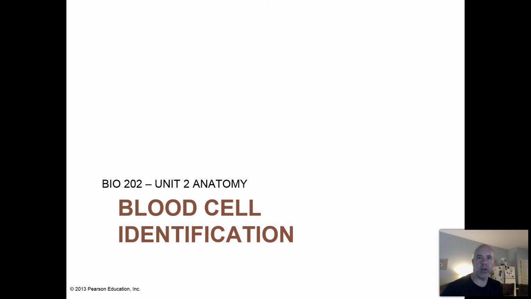And then the second thing we're going to do is some virtual blood typing. You're going to see how blood typing reactions work and how that's performed. And you should be able to come out of the blood typing virtual lab understanding how to interpret blood typing reactions if they were performed in a laboratory. All right, so blood cell identification here.